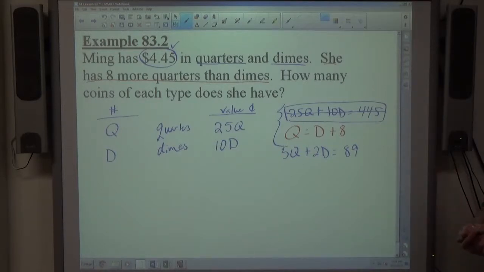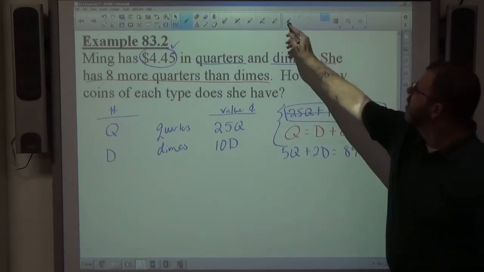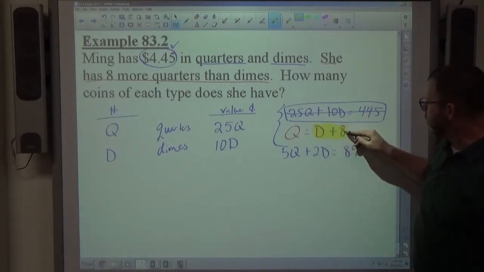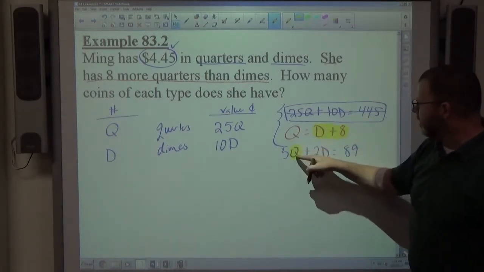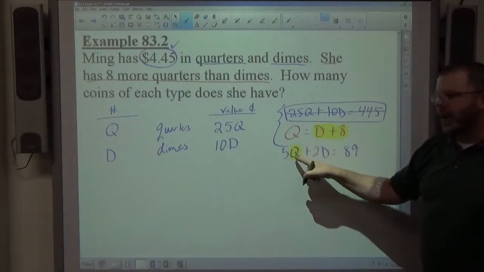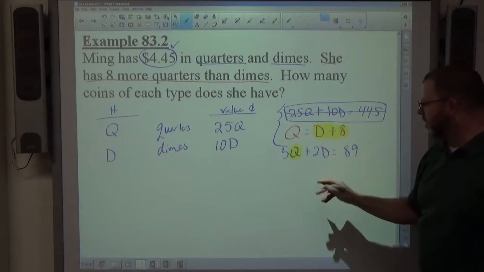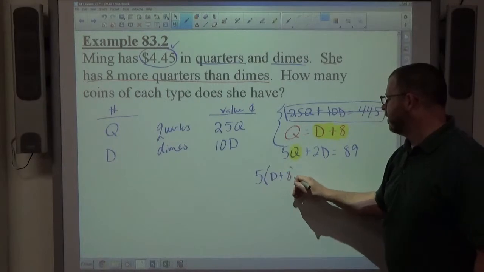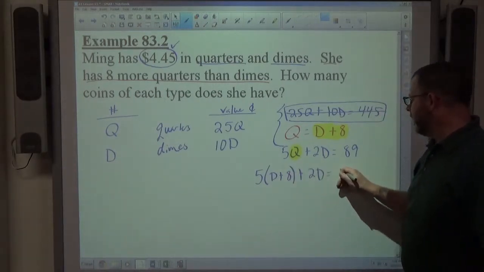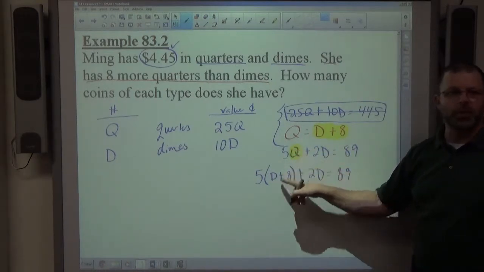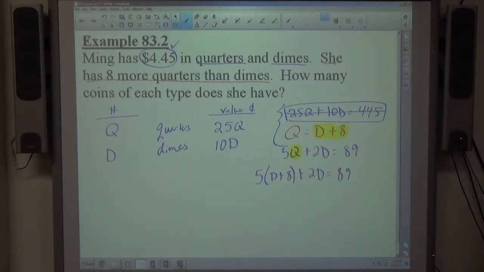Looking at this problem, as far as what technique would be better, substitution looks better for this one, because we're told that Q has an expression, D plus 8, that's equivalent to it. So I can take the Q out of this and replace it with D plus 8. I'm replacing one object, Q, with multiple objects, D plus 8. So when I substitute, it's going to look like this: 5 parentheses D plus 8, plus 2D is equal to 89. As always, if you replace one thing with multiple things, put parentheses around the multiple object replacement.